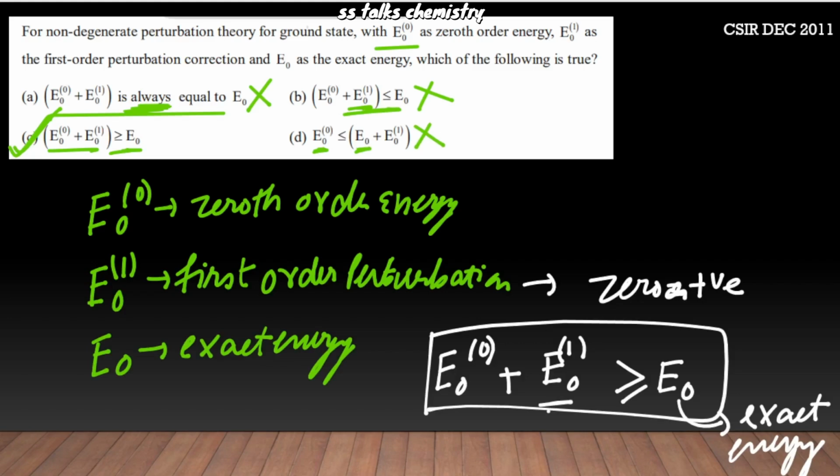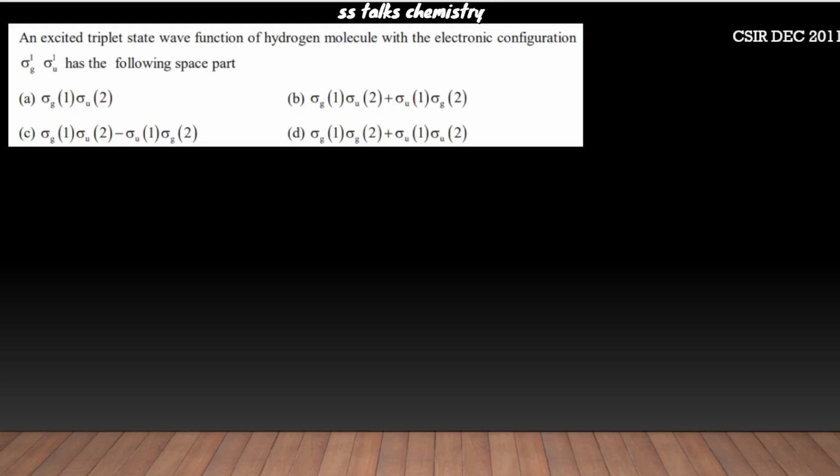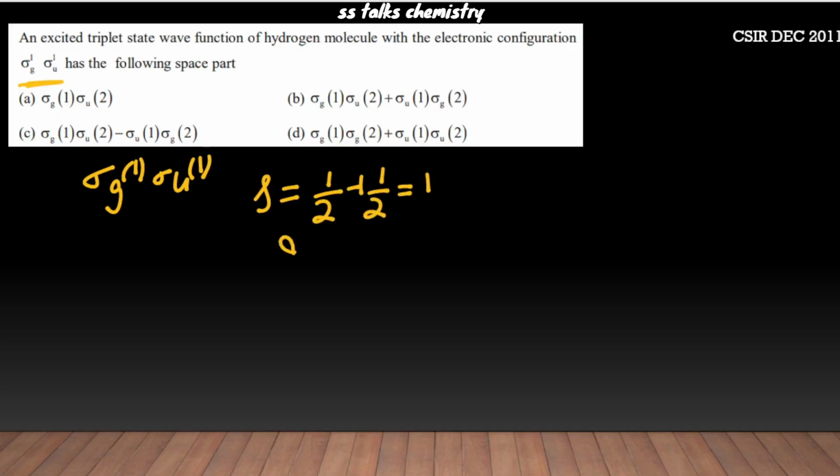Okay. So next, an excited triplet state wave function of the hydrogen molecule with the electronic configuration sigma g1, sigma u1. So the spin value of this, if you consider, is half plus half, which is 1. So multiplicity is 2S plus 1, 2 into 1 plus 1, that is 3. So this is my triplet state, right?